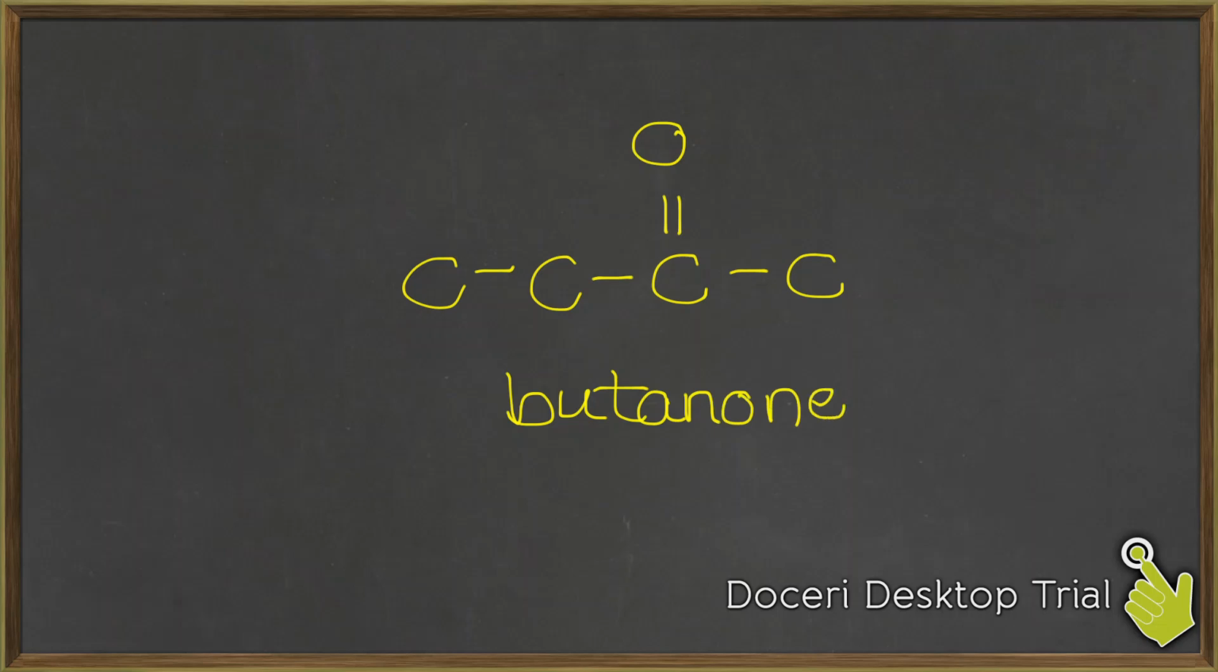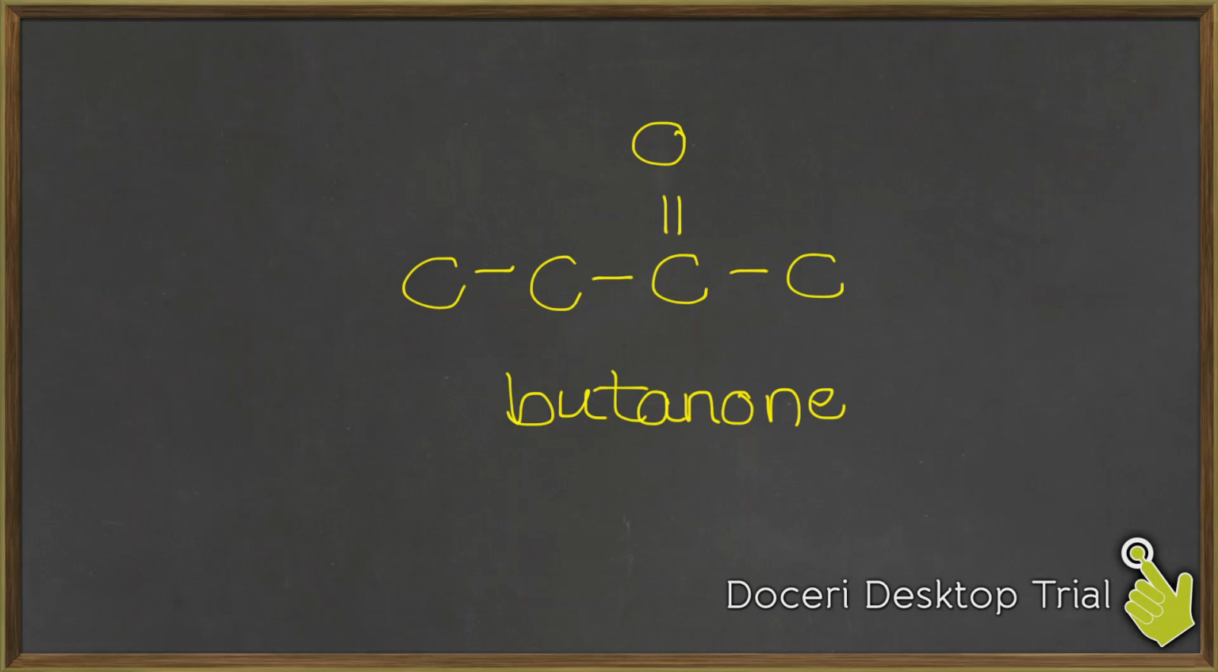So this would be called butanone. Okay. Now, do I need to indicate where that C double bond to O is? Well, for this example, no, I don't. Okay, and I'm going to show you one where I do need to indicate that.